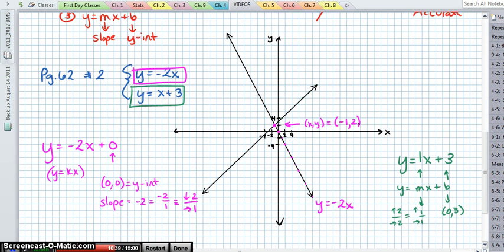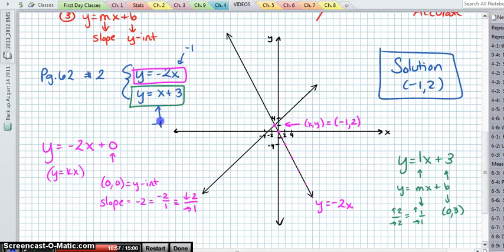So again, it is tricky to get them perfectly lined up. That's why you want to use a ruler. We can check this. I can say that these intersect and that the solution is -1, 2, because whenever I substitute a -1 in for the x value, I should get 2. And let's just check it. Well, -1 times -2 is 2, and -1 plus 3 also happens to be 2. So it checks.